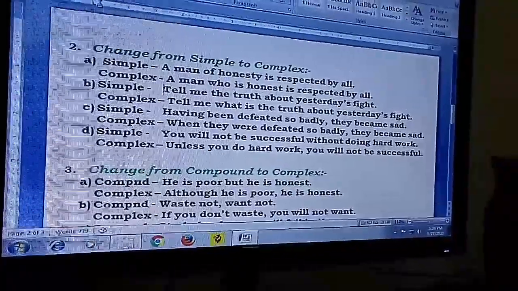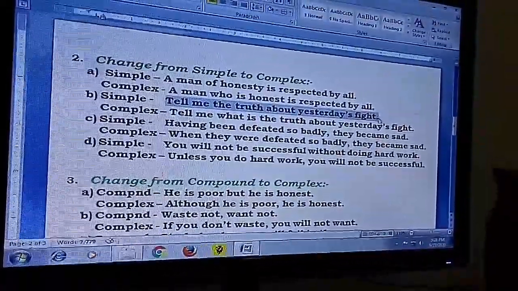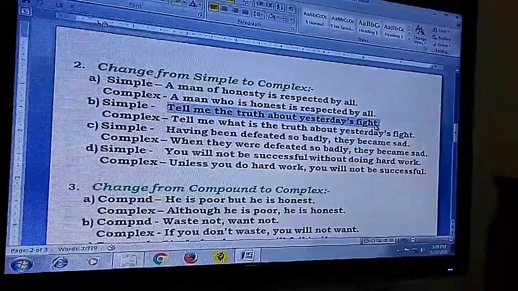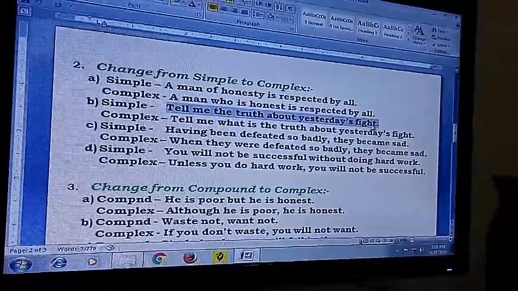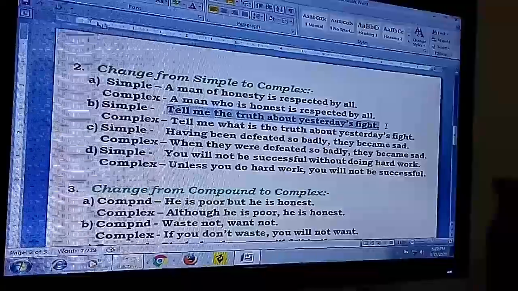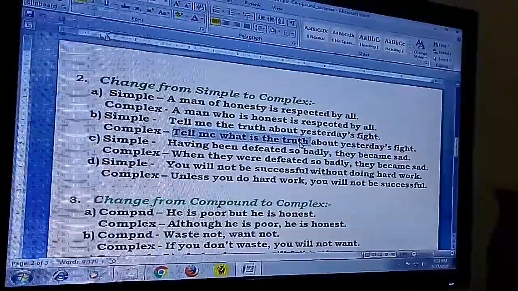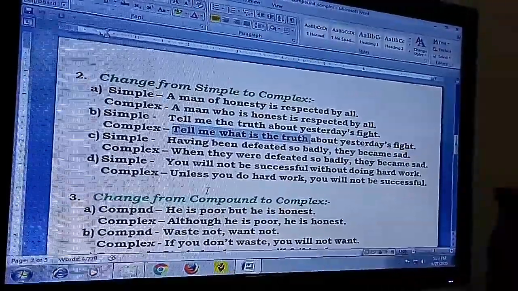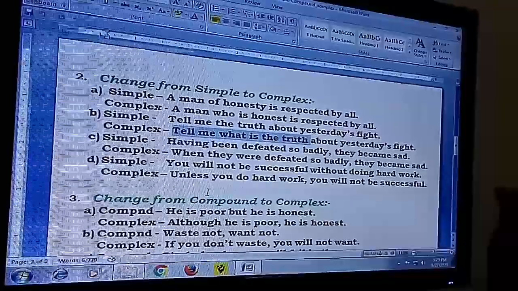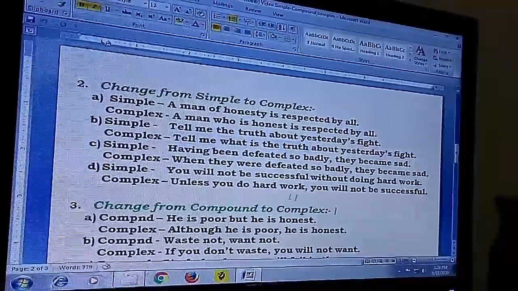Second example: tell me the truth about yesterday's fight. Remember you fought yesterday with your friends? Tell me the reason. That is the expression. Tell me the truth about yesterday's fight. Tell me what is the truth about yesterday's fight. Now you can guess how it changes from simple to complex.